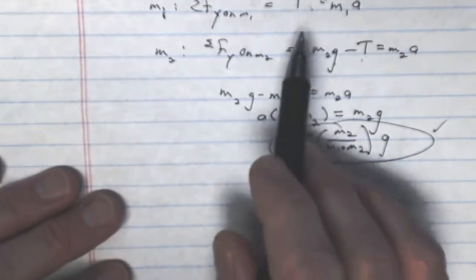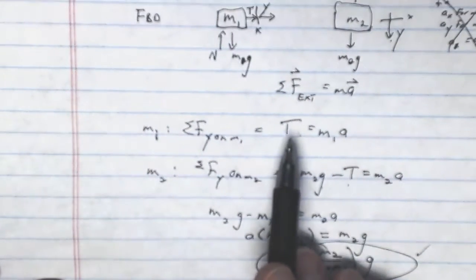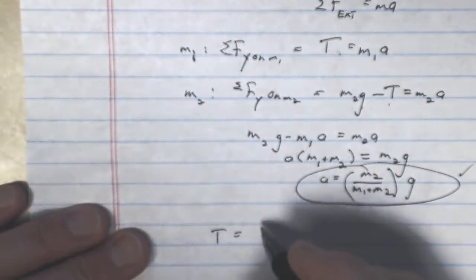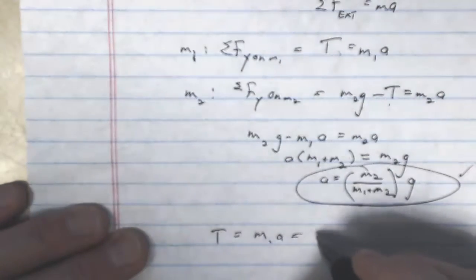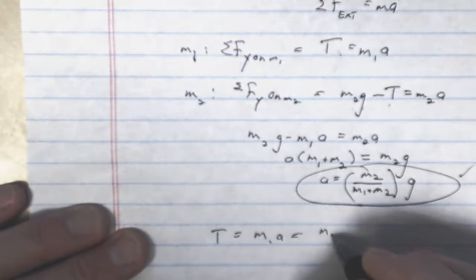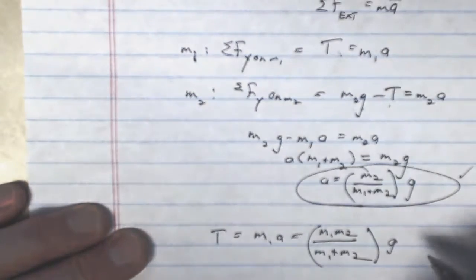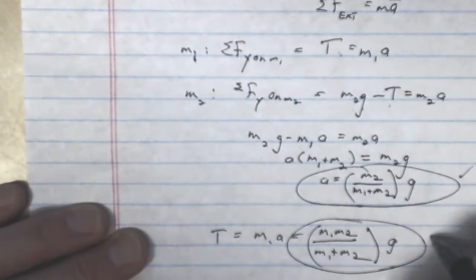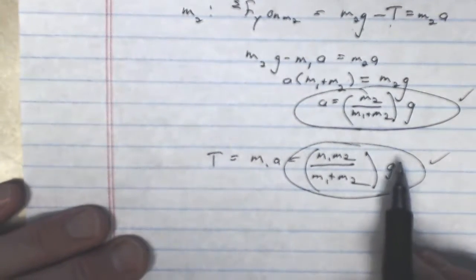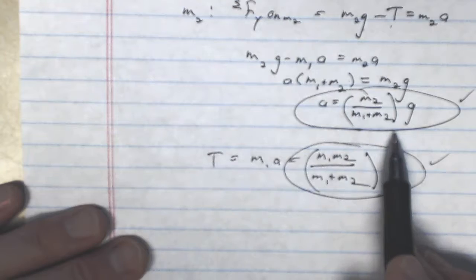Now I need to go after the tension, and I could do that in a variety of ways, but the easiest thing to do, I think, is just to use this first equation, which says the tension is equal to m1a. Well, I know a from up here, so that's just equal to m1 times m2 divided by (m1 plus m2) times g, and that's my answer for the tension. So I've answered the problem, but I don't want to actually stop there. Let's think about this for a moment. Do my answers make sense?